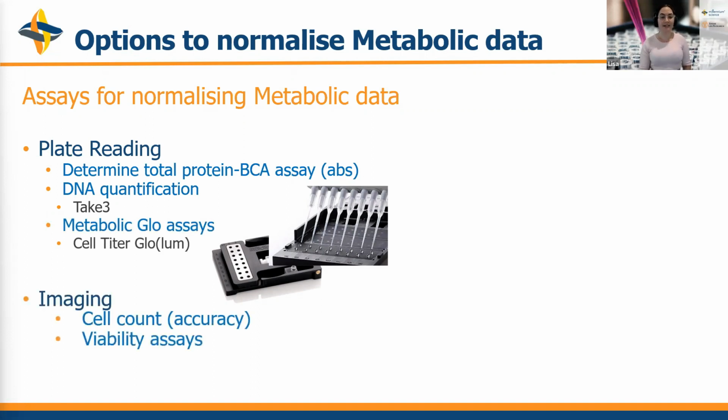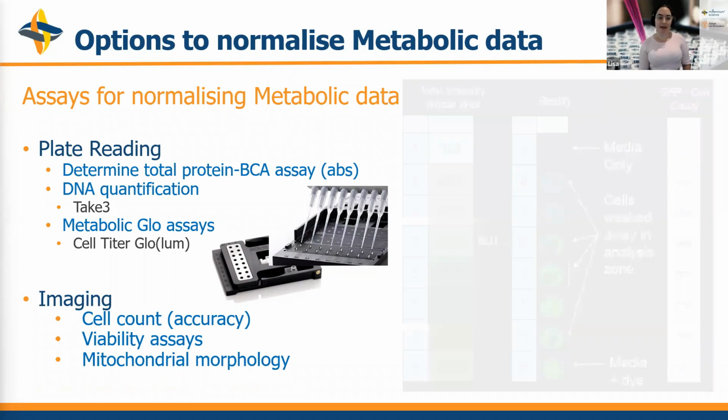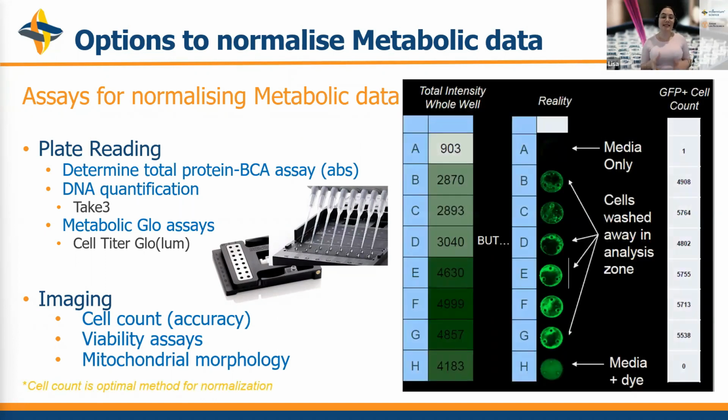Imaging, cell count for accuracy, viability, mitochondrial morphology are all assays in which you can utilize. I do want to circle back to cell count because it is the optimal method for normalization. And this image here on the screen is a prime example of that. So if we were to look at detection alone, we can see our areas of interest, but through adding the imaging as well, we have a more accurate picture of the reality of our experiments. We can see that we are having some cells being washed away, as well as false positives. So by normalizing your cell count, you're providing the most useful information to your metabolic data.